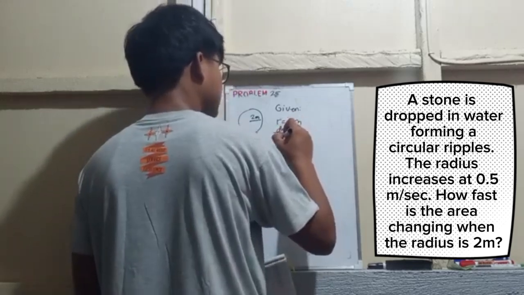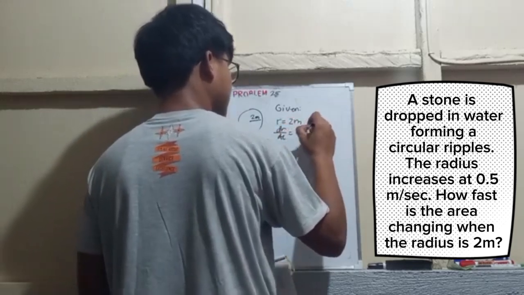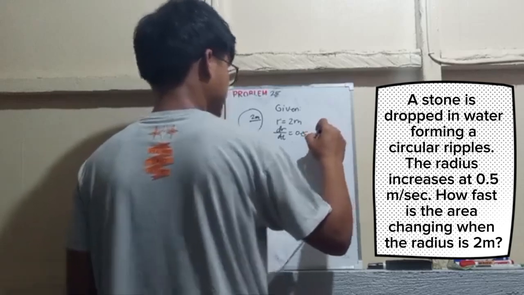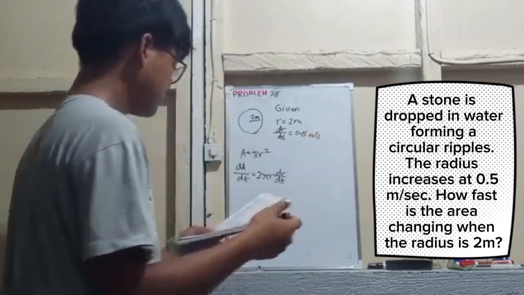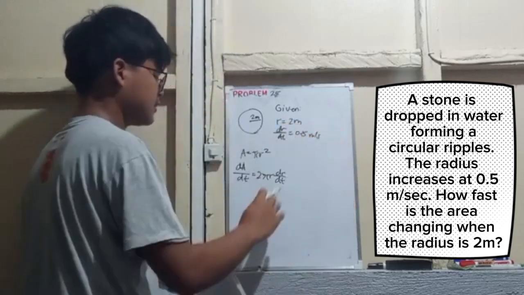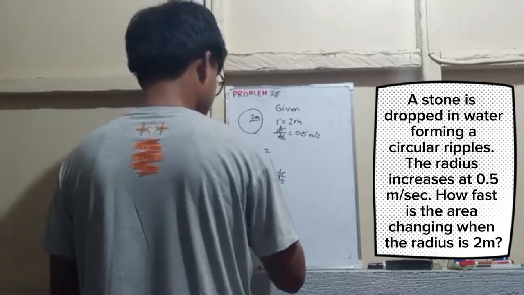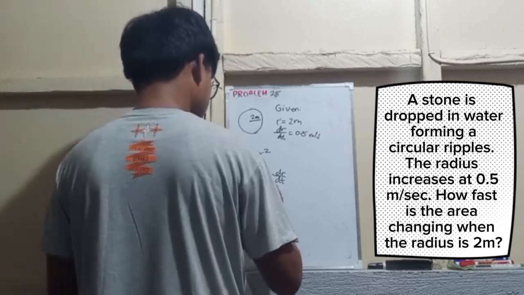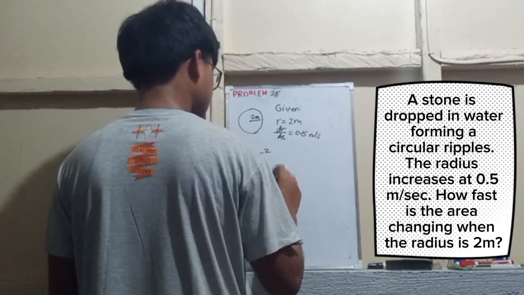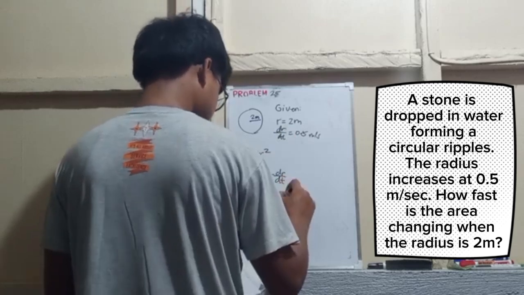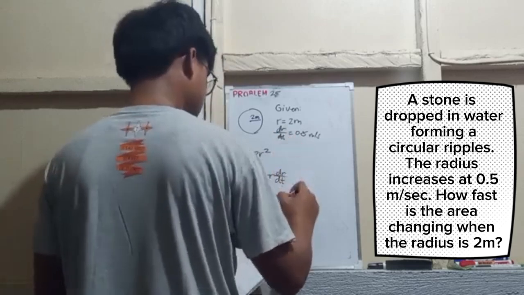dr over dt is equal to 0.5 meter per second. And now, we'll substitute the given into the formula. So, dA over dt is equal to 2 pi, and our r is 2, and our dr over dt is equal to 0.5.